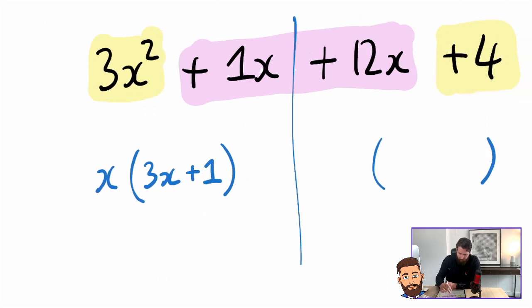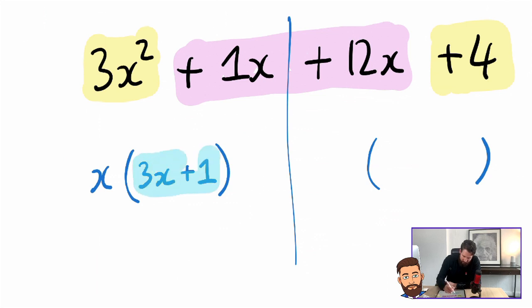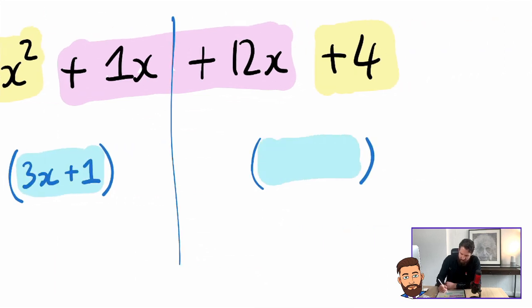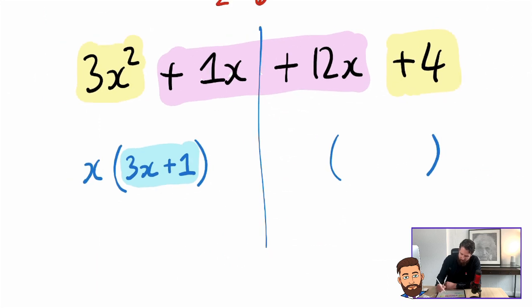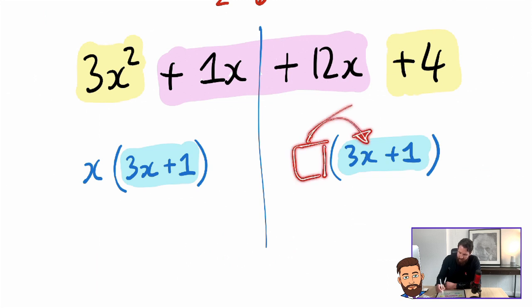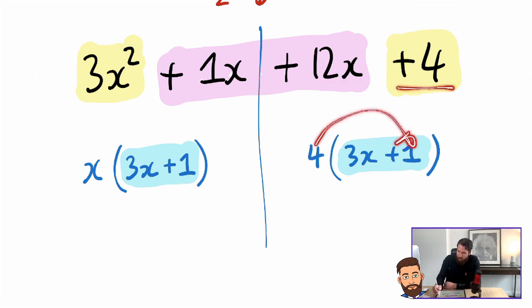Here's the tip. We know, hopefully, that this needs to be the same as this. So if that's the case, I can just take 3x plus 1 and fill it in there. That is going to save you lots of thinking about factorizing this. Now you just need to ask yourself, what would have to be on the outside when I expand this to get 12x plus 4? Well, what would you times 3x by to get 12x? 4. And check if it works. What's 4 times 1? 4. Brilliant. So it all works.